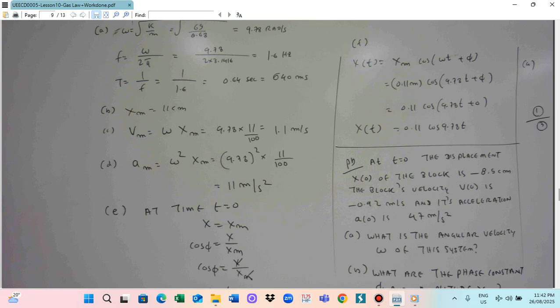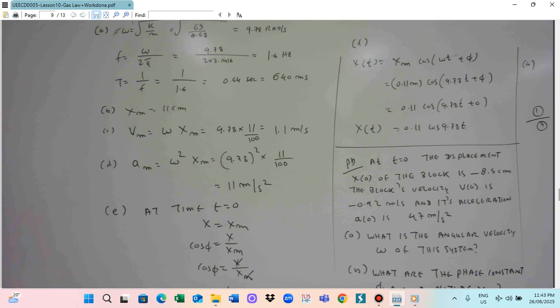Also, we can calculate the frequency f. Frequency can be calculated as omega divided by 2 pi. So omega is 9.78 radian per second, 2 pi is 6.2832, and by solving this the frequency is 1.56 hertz. And then the period T is equal to 1 by f, so the period is 0.64 seconds.